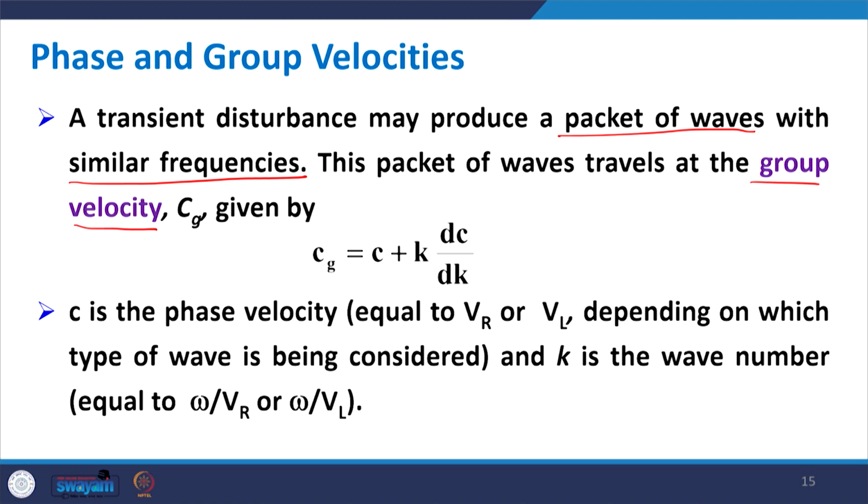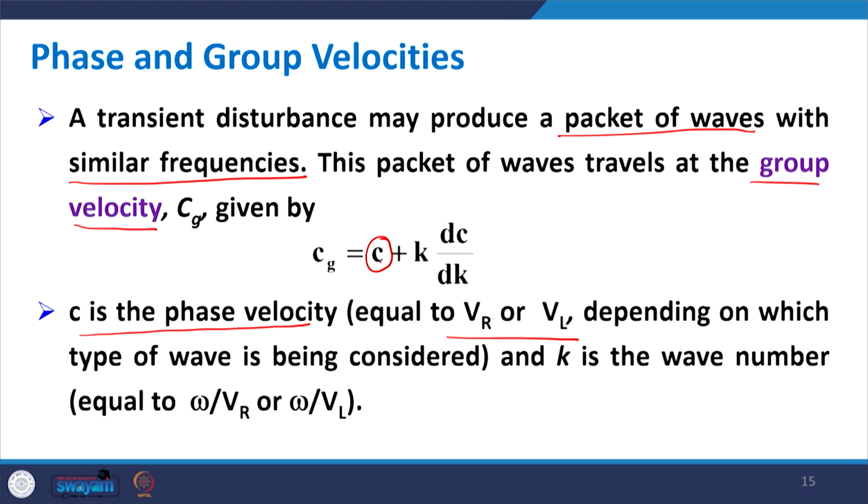Naturally, when they are traveling together, they need to talk to each other. They are not independent. So group velocity is given by this relation, where C is called phase velocity, which could be either Vr or Vl. So C may be Vr if you have a Rayleigh wave, or Vl if you have a Love wave.